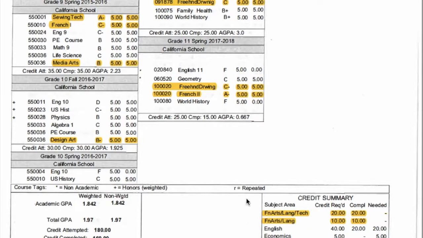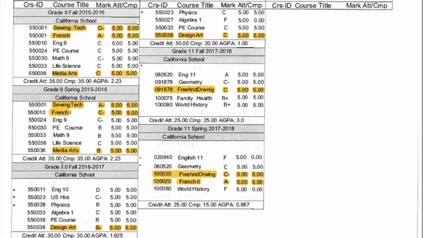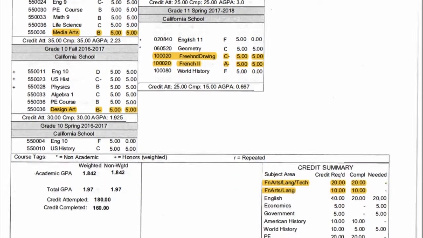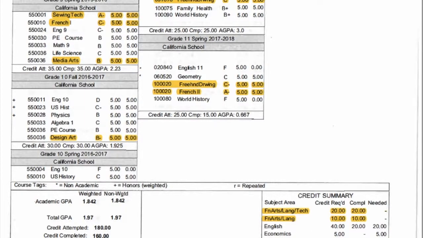We see these 2 categories down at the bottom right of fine arts, language, and tech. And altogether you need 30 credits in these 2 areas combined. So I've highlighted all the classes that are counted in those 3 areas. And this student has 5, 10, 15, 20, 25, 30, 35, 40, 45, 50, 55 credits altogether. So if they only need 30 credits to graduate, then how many of those classes like freehand drawing and design and art, media and arts are going to count as elective? How many of those credits will be counted as electives?